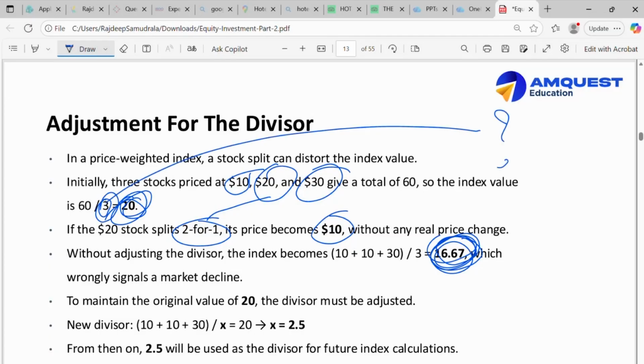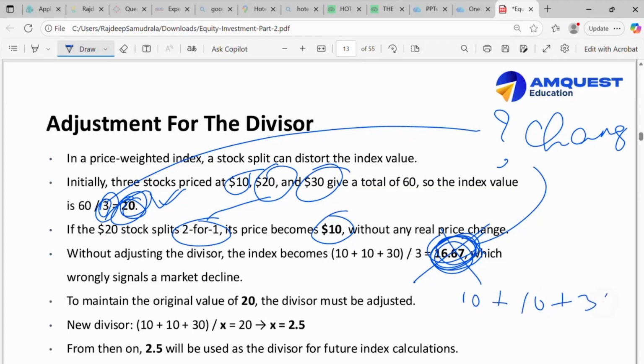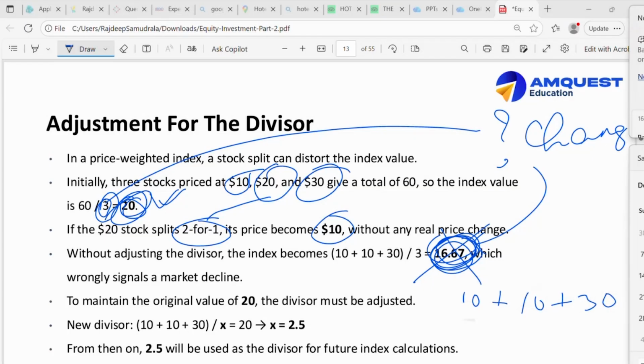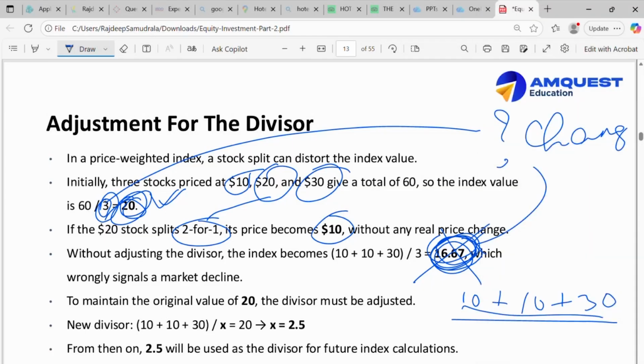The 3 that I used earlier, I will now change it, right? I'll change it so I get the answer as 20 and not 16.67. I want to make sure that 20 continues to come even though the stock has split. So earlier you had 10, 20, 30. Now I have 10, 10 and 30, right? But this should not have impacted my earlier price of 20.